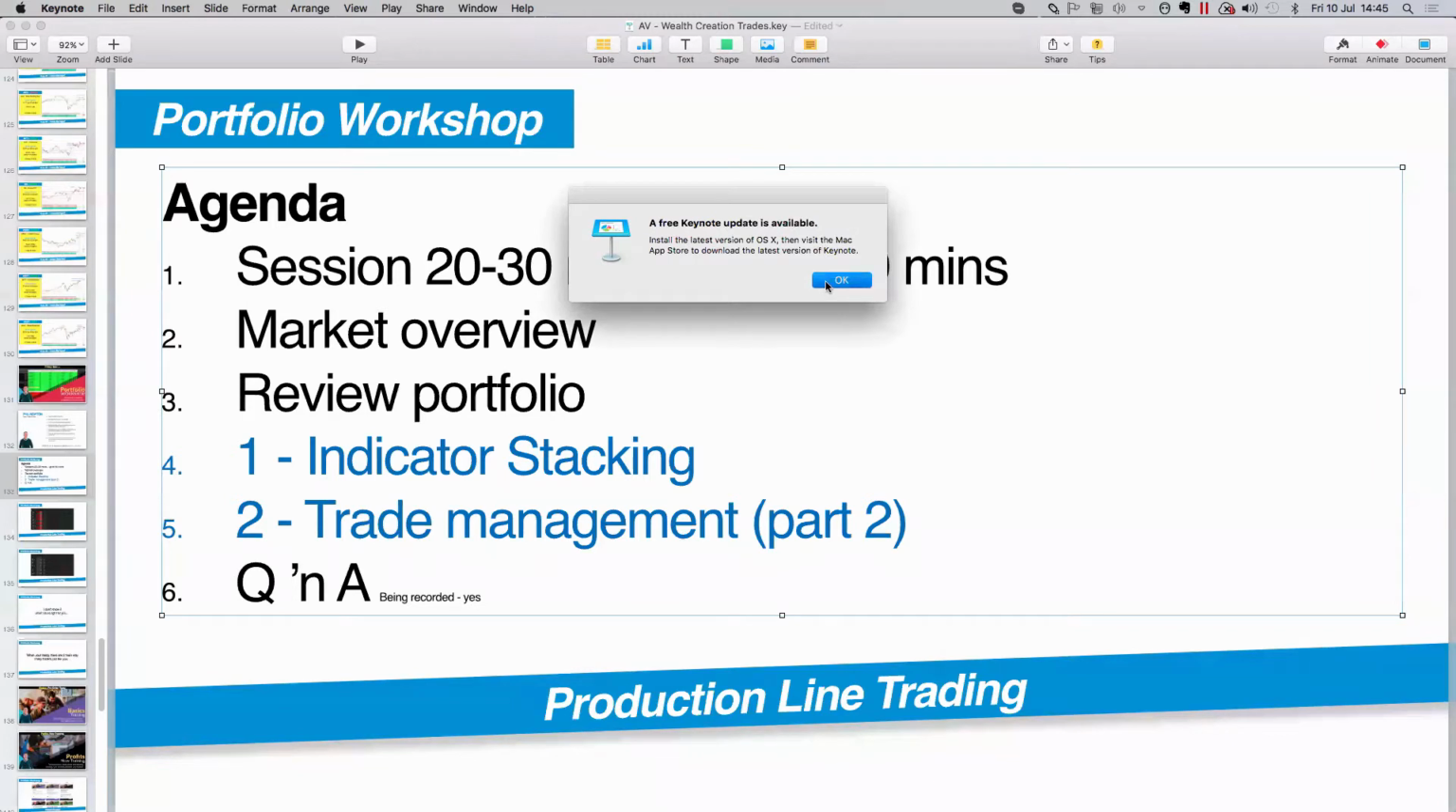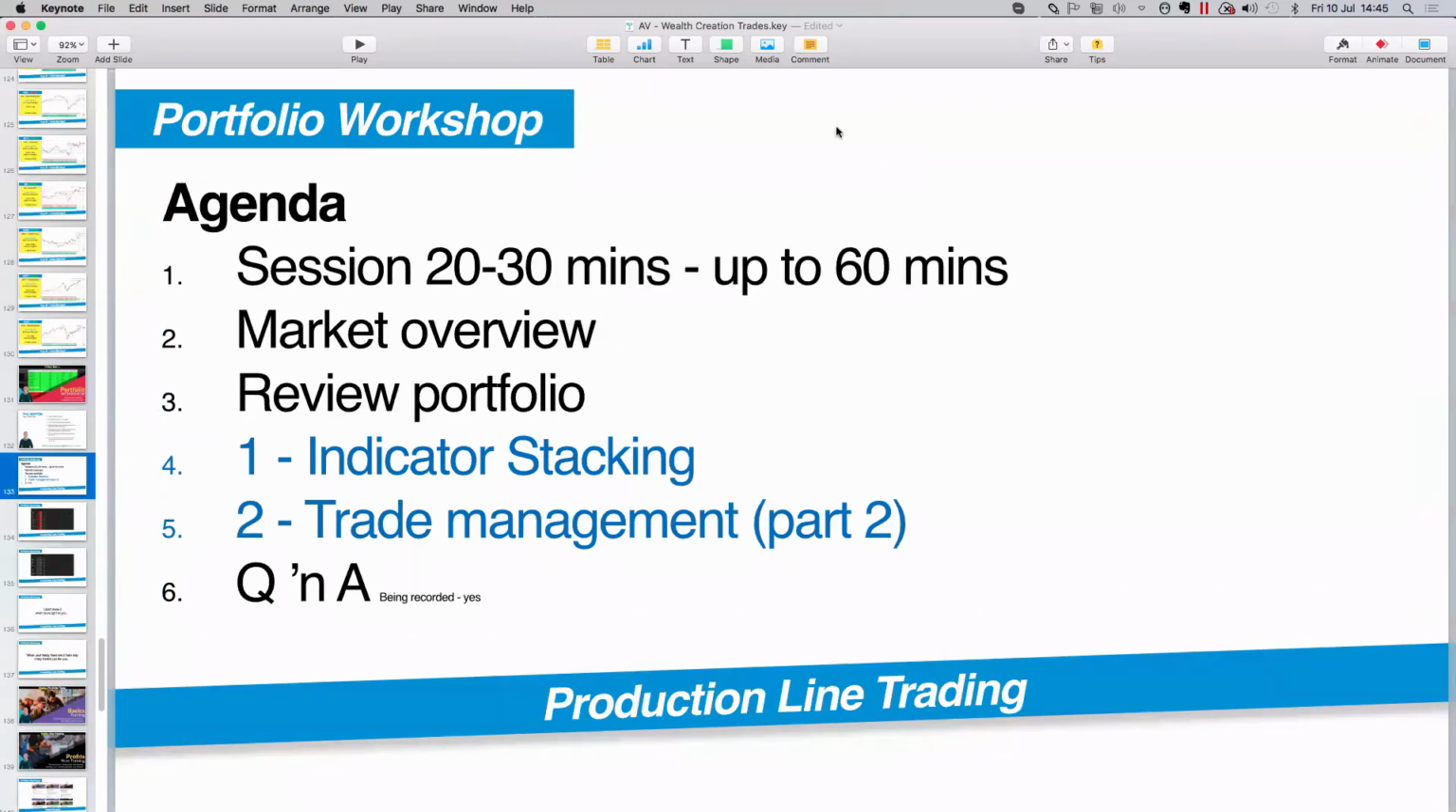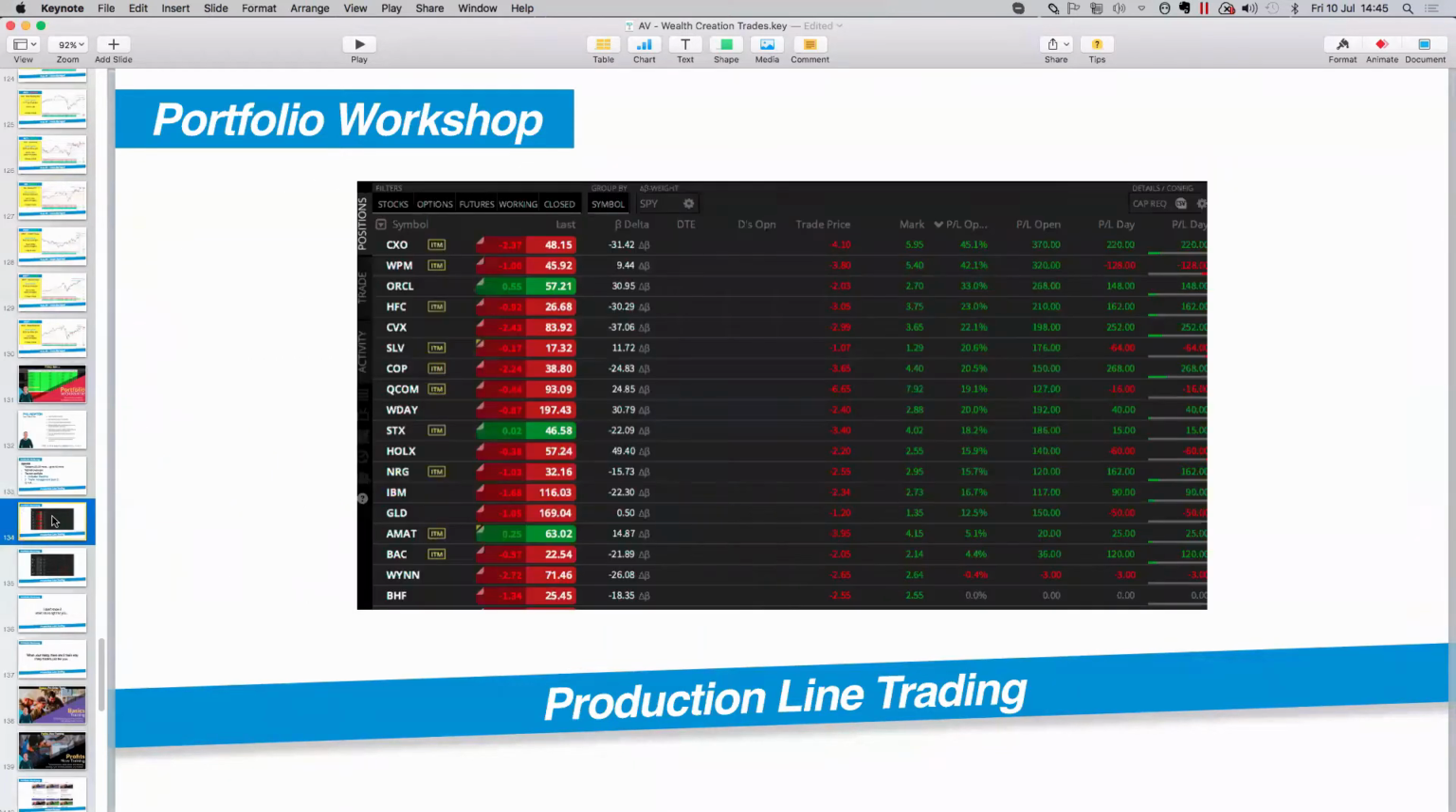So now that we've got an idea of how we can use these tools, or stack these tools, to help us find an entry opportunity, what if we want to look at managing open positions? Last week we looked at time in trade, and we looked at percentage return on capital.